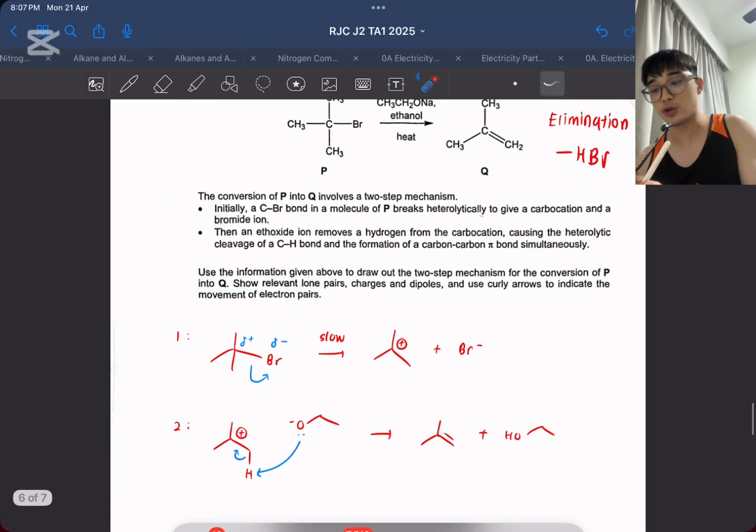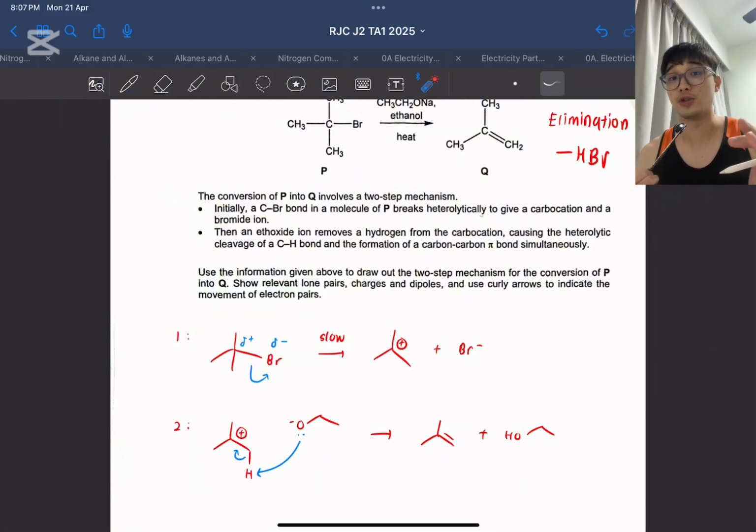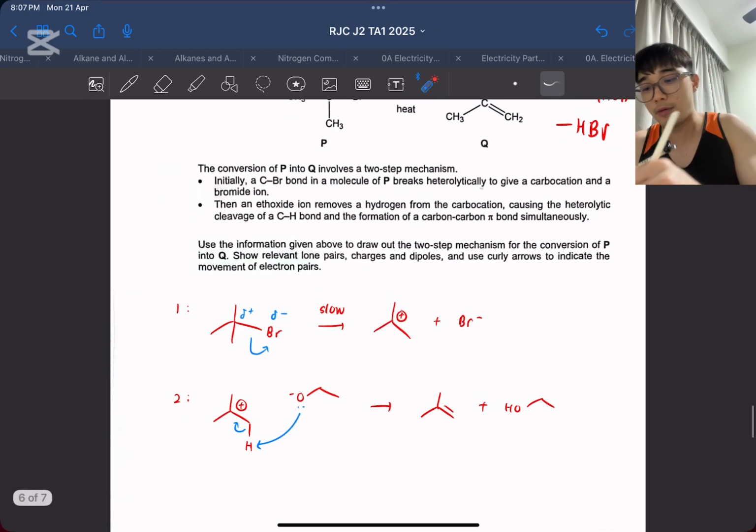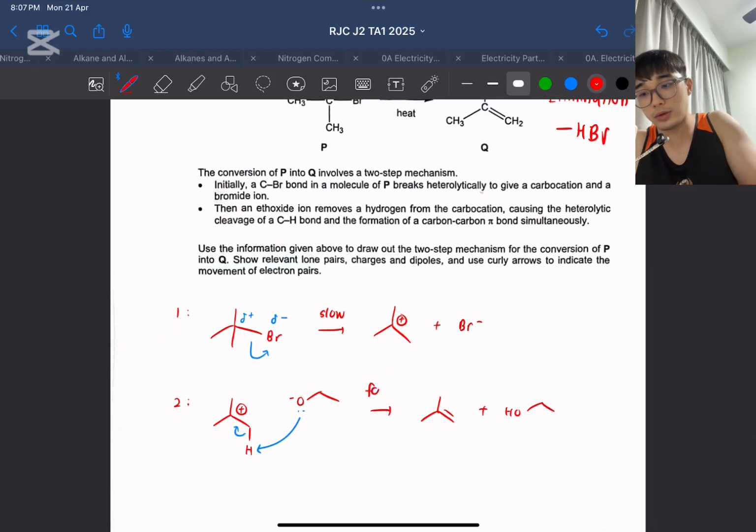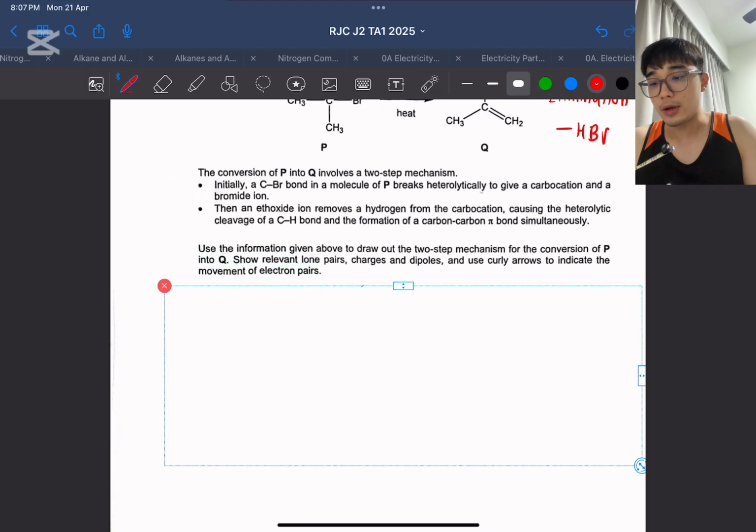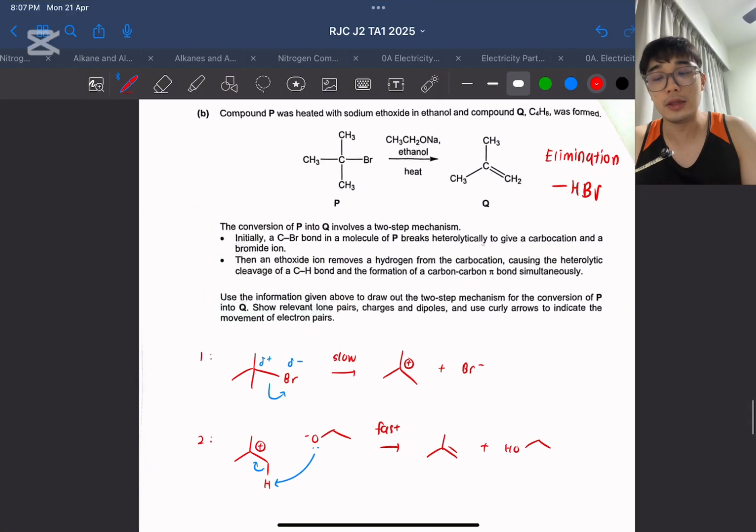Now, don't draw any partial charges on this H because C and H don't actually have partial charges. It's a non-polar bond. The O minus just steals the H, so just attack it, and that's it. You can write fast step over here as well. No name for this reaction because you have not learned this before.